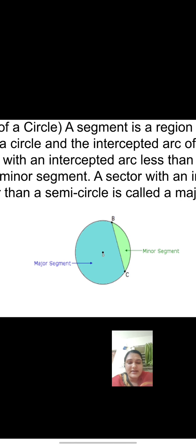You can see in this diagram the green and blue portion. B and C are the two points, and we are dividing this circle into two parts by joining these points B and C. We can see that BC is a chord. Okay, there are two parts of this circle. The smaller one is the minor segment and the greater one is the major segment.